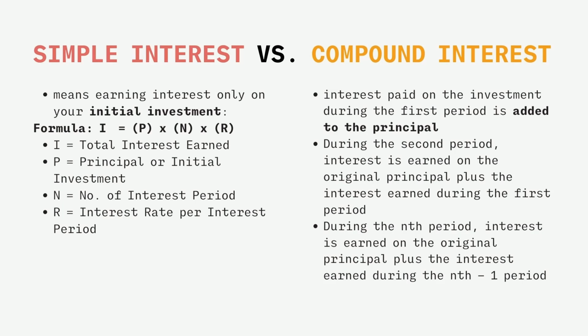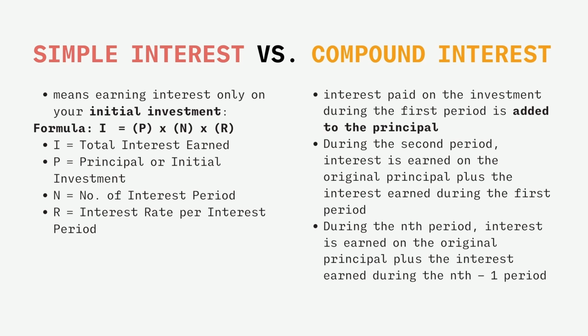Simple interest versus compound interest. Simple interest refers to earning interest only on your initial investment, using the formula P, which is the principal or initial investment, times N, which is your interest period, times R, which is your interest rate per interest period. So that's what you only earn: interest on just the initial investment, year after year.